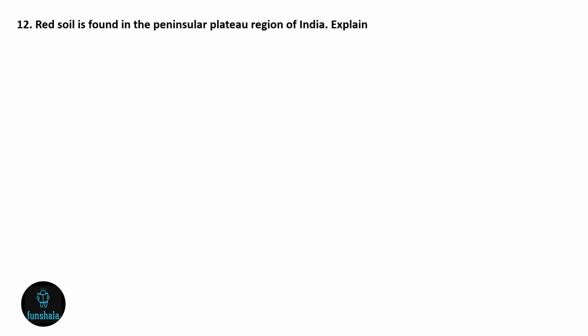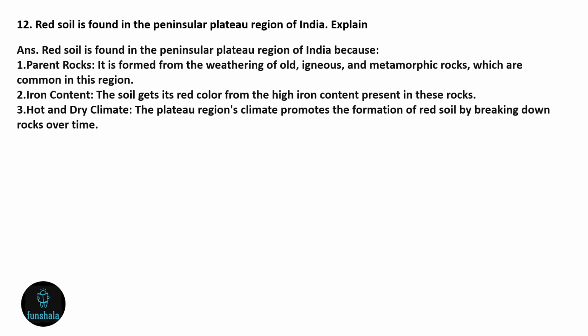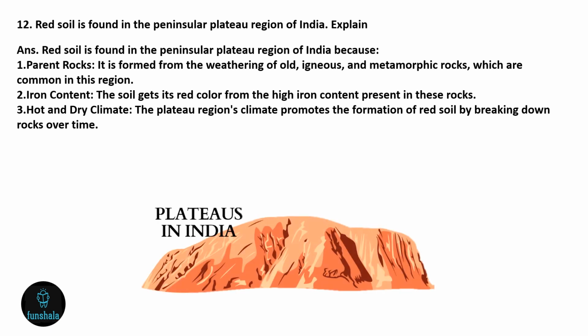Question number 12. Red soil is found in the peninsular plateau region of India. Explain. Red soil is found in the peninsular plateau region of India because of parent rocks: it is formed from the weathering of old igneous and metamorphic rocks which are common in this region. Iron content: the soil gets its red color from the high iron content present in these rocks. Hot and dry climate: the plateau region's climate promotes the formation of red soil by breaking down rocks over time.